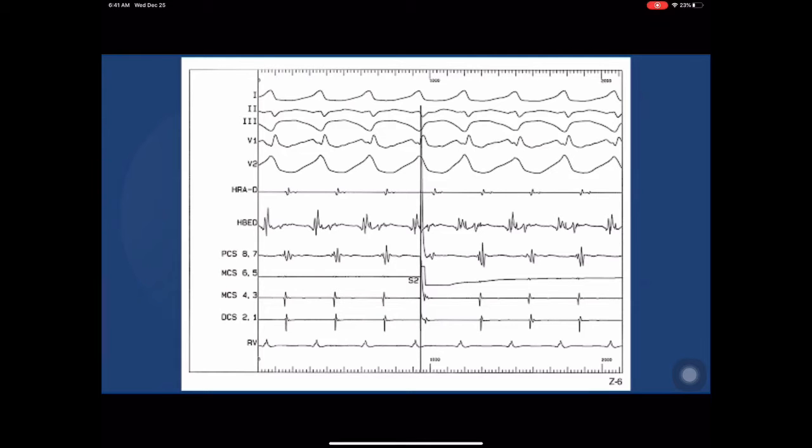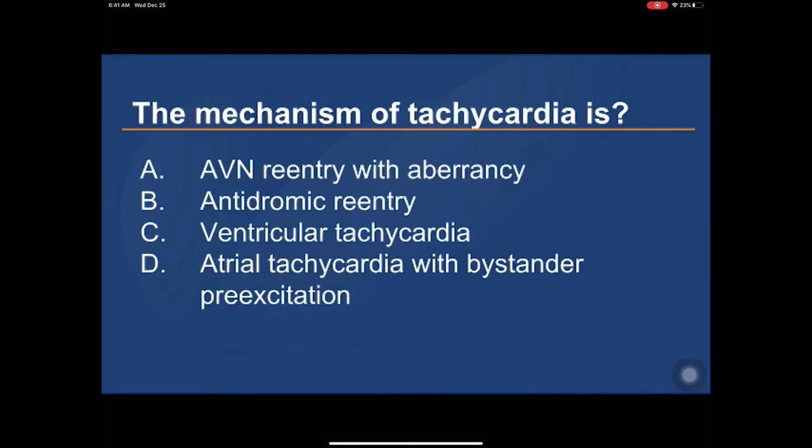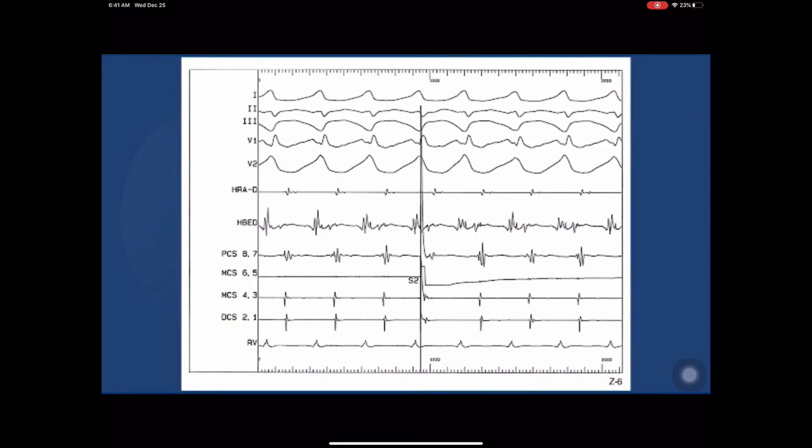So the question I have for all of you is the following. Is the mechanism of tachycardia, and I admit this is a very complex tracing, is it AV node reentry with aberrancy? Is it antidromic reentry? Is it ventricular tachycardia? Or is it an atrial tachycardia with conduction over a bystander, but the bystander is just there, it's not part of the tachycardia circuit? So again, take a look at the tracing, and you'll make your decision of what you think it is.